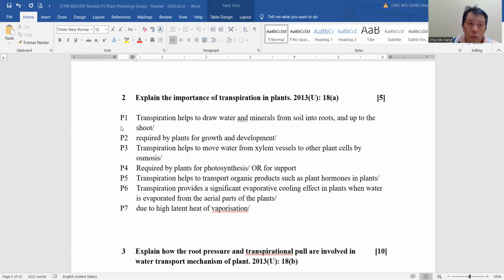So these P2 and the P1, they are together. Then the transpiration helps to move water from xylem vessel to other plant cells by osmosis. Okay. Then that is required by plants for photosynthesis or to provide support. Transpiration also helps to transport organic products such as plant hormones in plants.